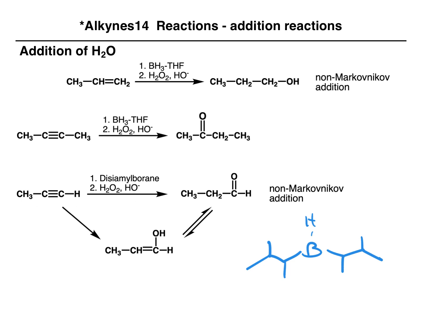This gives non-Markovnikov addition, which means the hydrogen adds to this carbon and the OH adds to this carbon, giving this enol. And notice this is the opposite regiochemistry compared to what we saw on the previous slide. Now, when this enol tautomerizes, we get the aldehyde rather than the ketone. So non-Markovnikov addition to a terminal alkyne results in the preparation of an aldehyde.